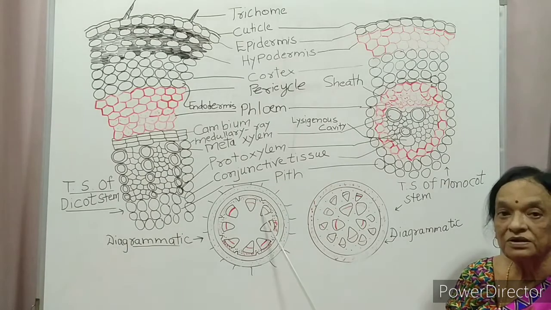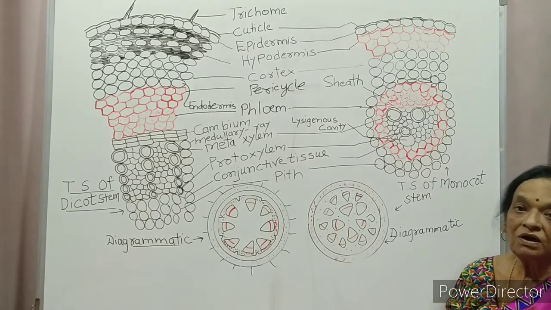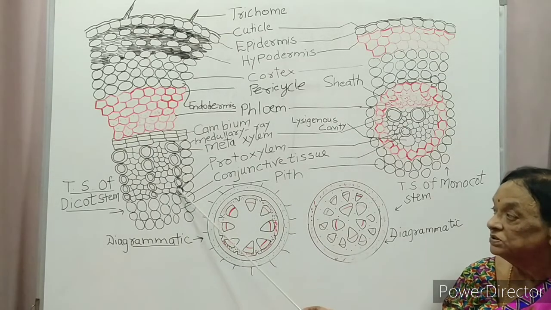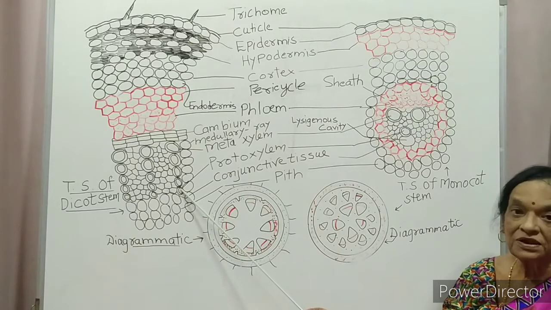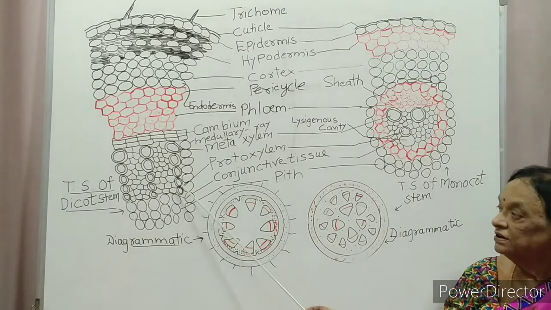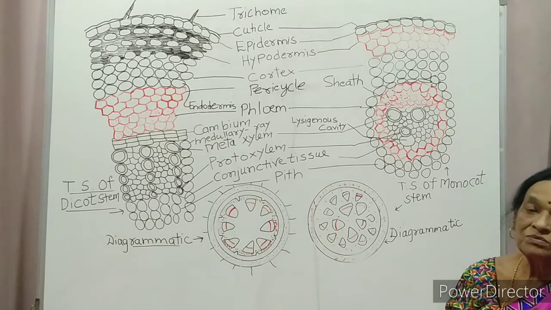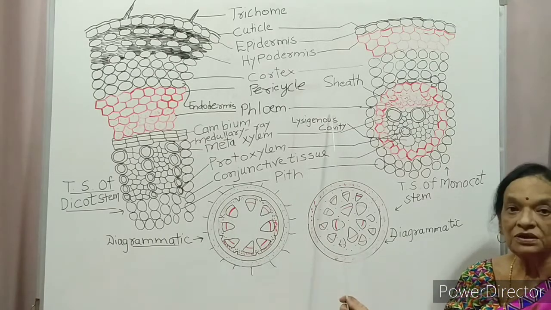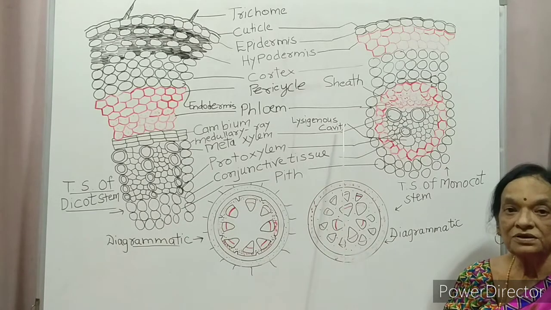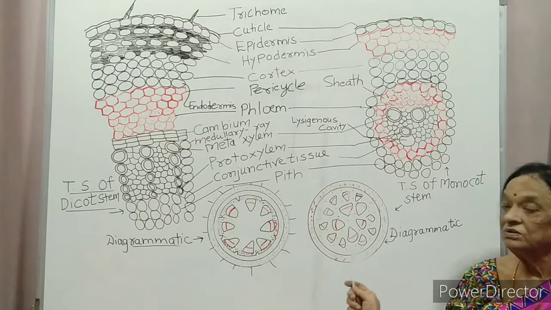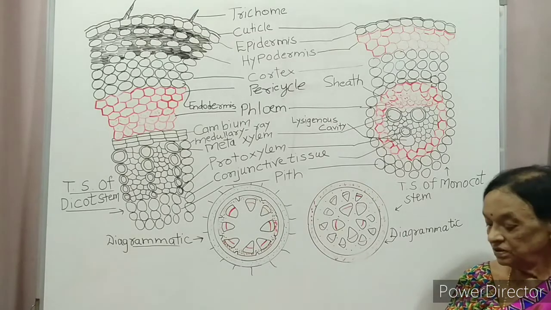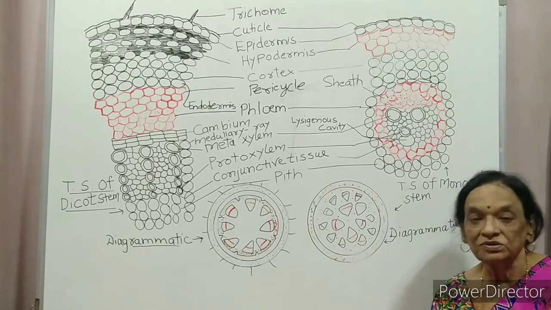Here vascular bundles are conjoint, collateral, open or closed. So these are the differences. Then protoxylem in the root is external, exarch, and in the stem protoxylem is endarch. So this is the difference between the root and the stem. Again you have to draw the diagram 5 times. Now what is secondary growth?